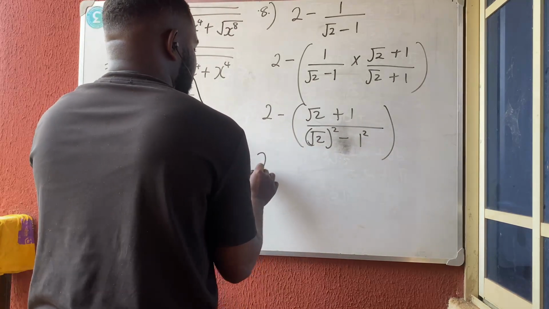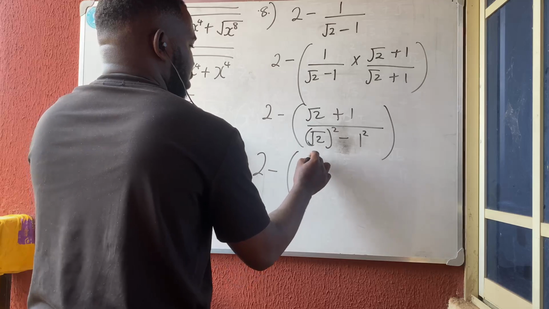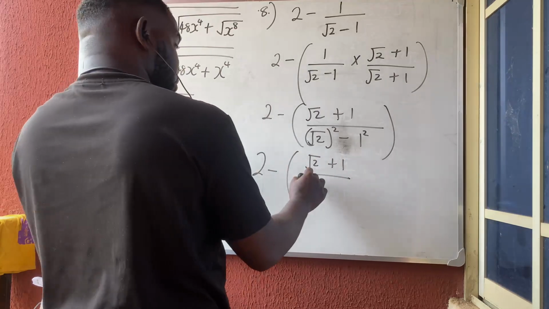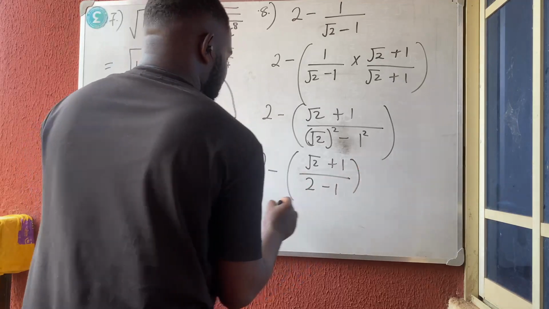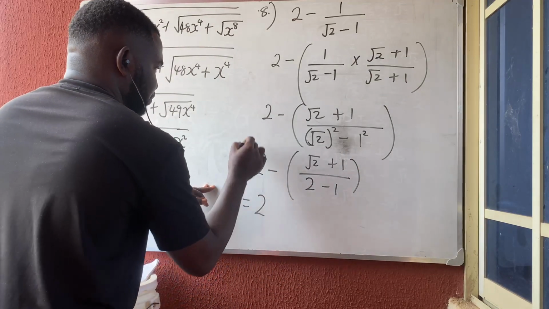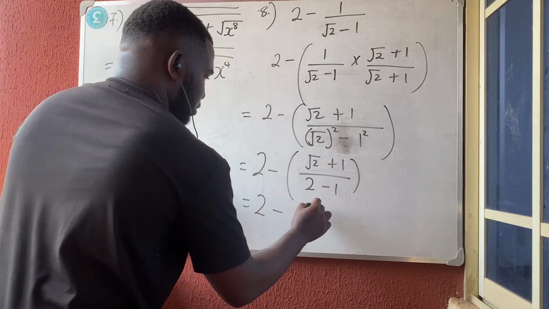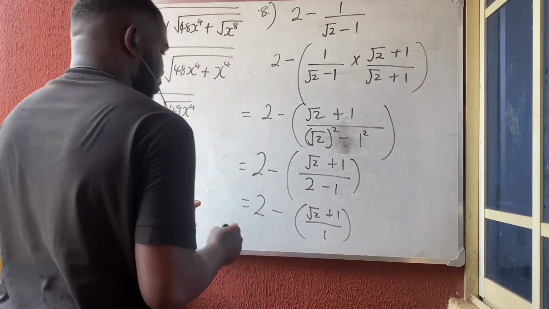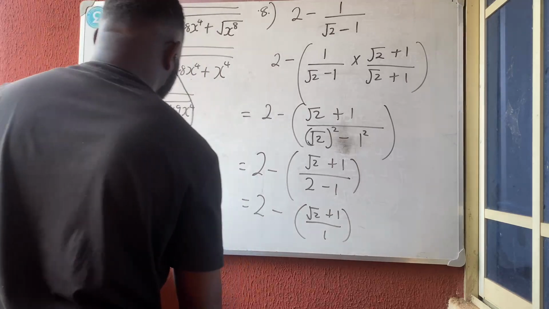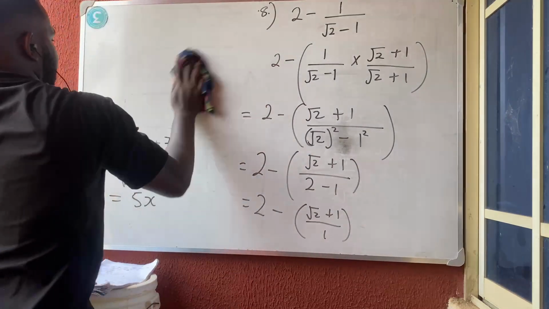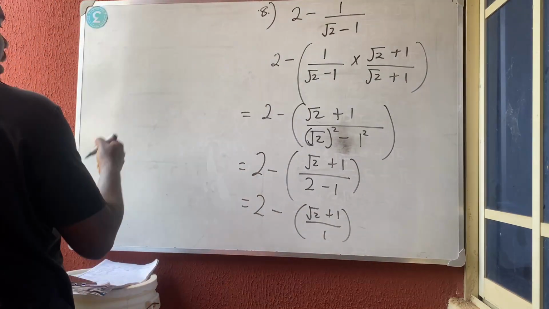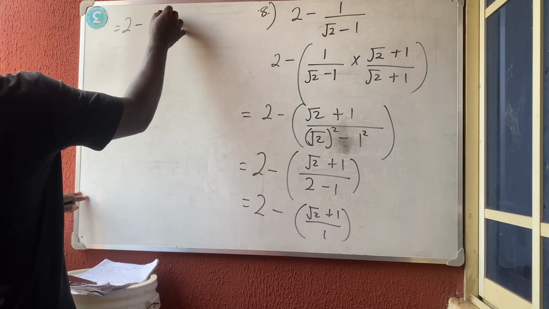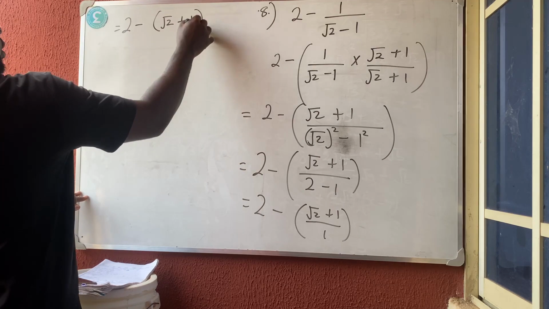So what do I have? 2 minus root 2 plus 1 all over, what do I have here? 2 minus 1. So what do I have now? 2 minus root 2 plus 1 over 1. So what do I have now? I'm having, finally, 2 minus, anything divided by 1 is the same thing, root 2 plus 1.